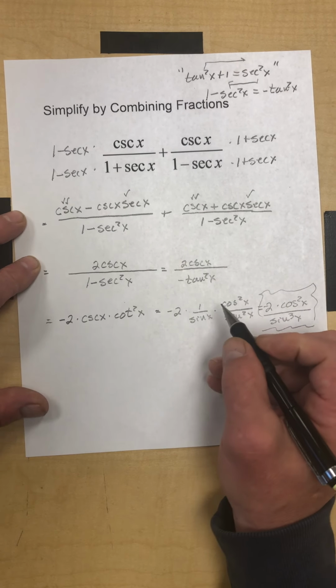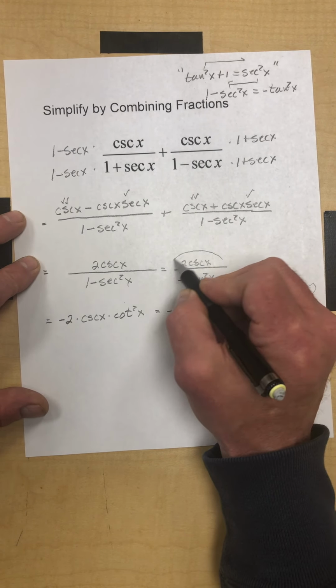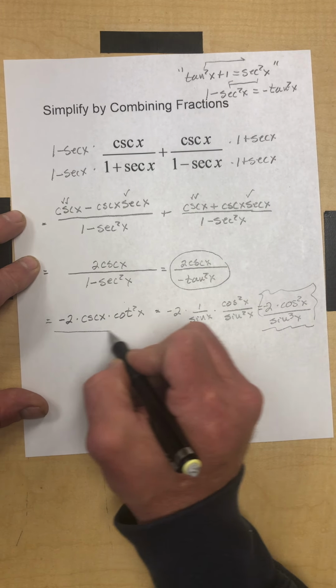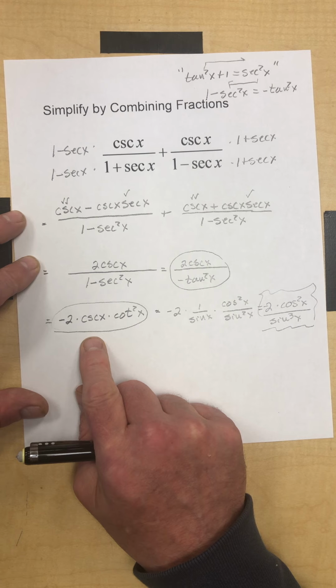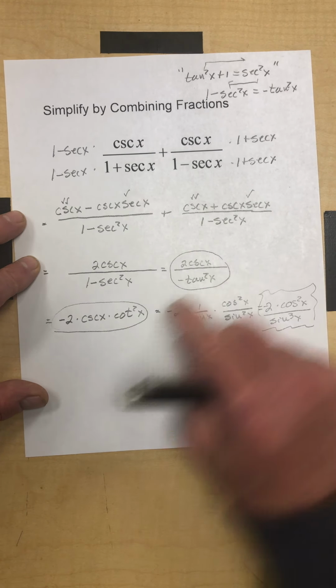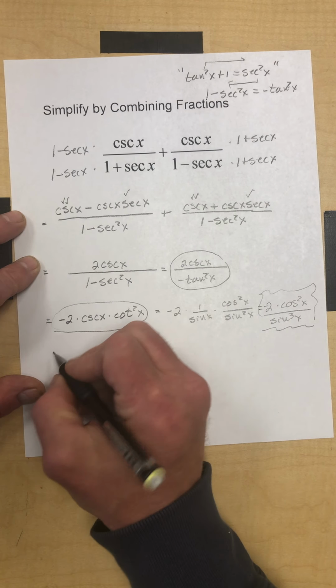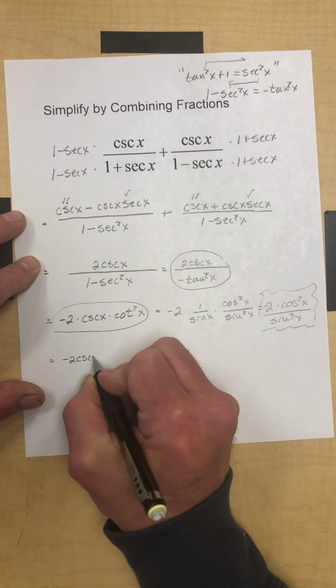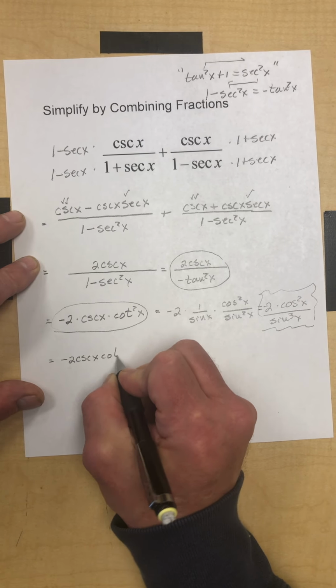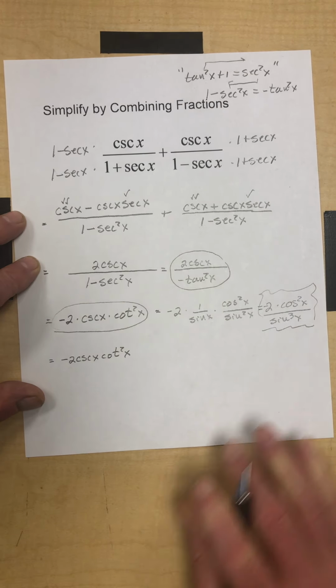So we go back and we say, this guy and this guy, which one's better? Well, obviously this guy's better. The reason being is it has one less symbol in it, so it's simpler. Up here we have a fraction bar, right here we don't. So my final answer here would be negative 2 cosecant x cotangent squared x, like that.